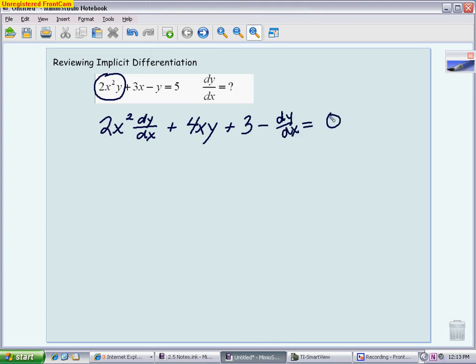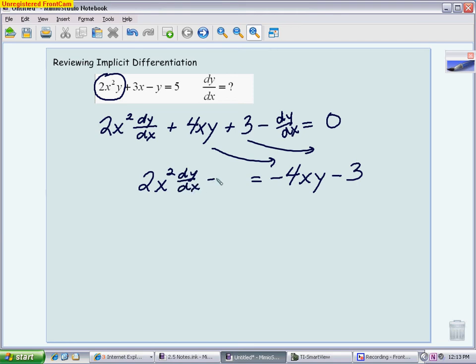Once you've derived everything, now it's a matter of just doing the algebra to kind of shuffle things around. In the end, I want to isolate the dy/dx. So the first thing I do is I'm going to take all the terms that don't have dy/dx and move them to the other side by either addition or subtraction. In this case, they're both going to be subtracted to get to the other side, so you'll have a negative 4xy and a negative 3. You're just kind of regrouping, getting things with their like pieces, so dy/dx pieces on one side, non-dy/dx on the other.